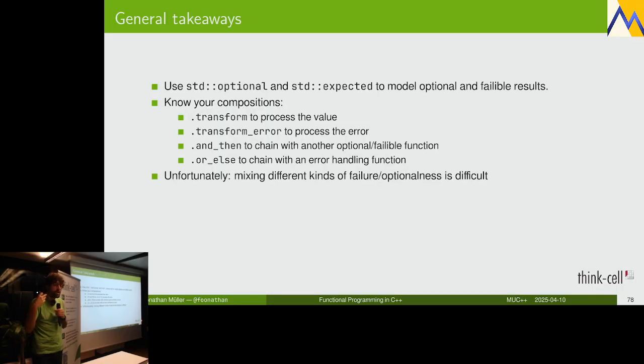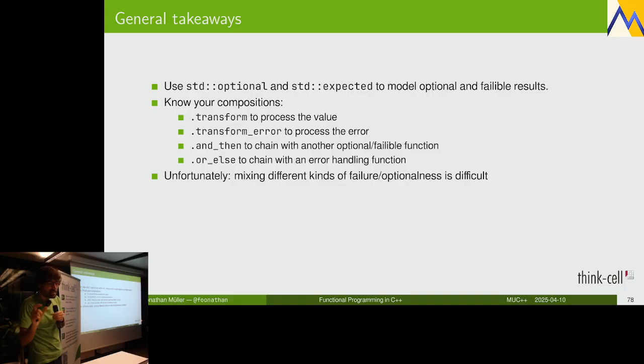So the general takeaways of this section is that if you've got optional and expected, you can model optional and failable results, and then you compose them very easily in a functional style using transform to process values, transform error to process errors without actually changing back into the success channel, and then and then to chain with other operations that can also fail in some sense, and then or else to chain with an error handling function that actually goes you back into success.